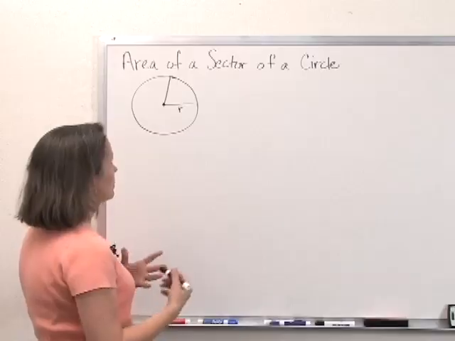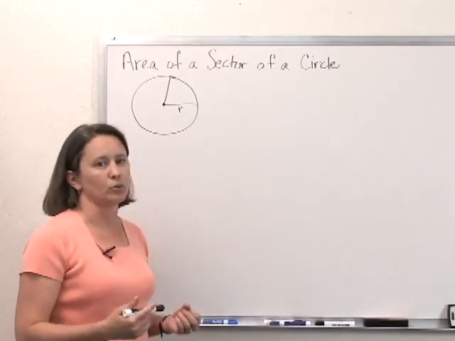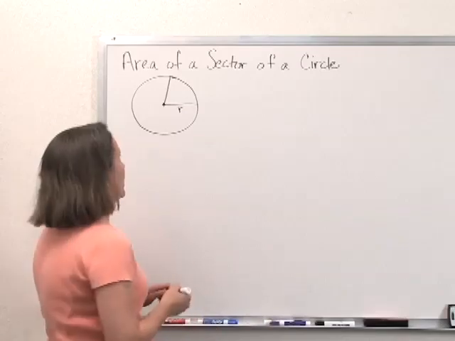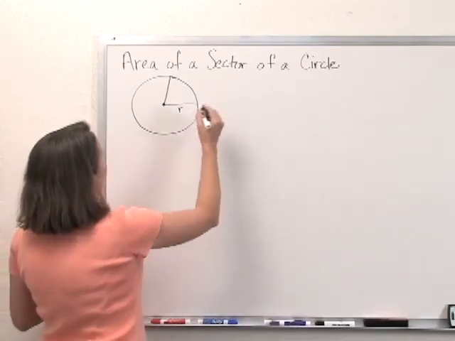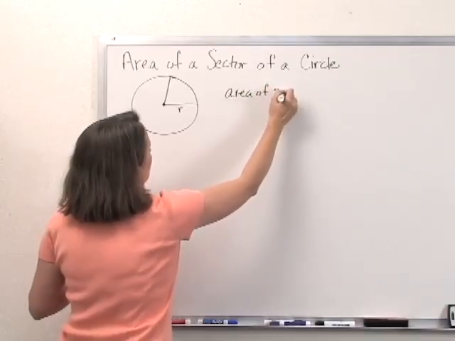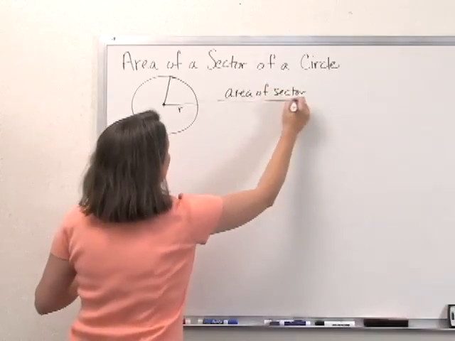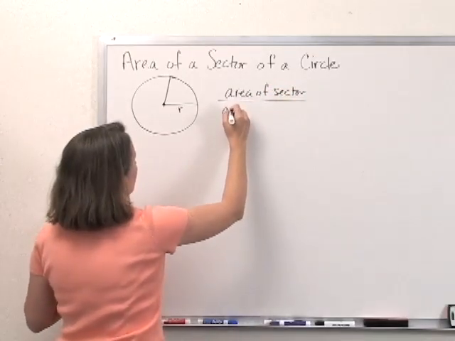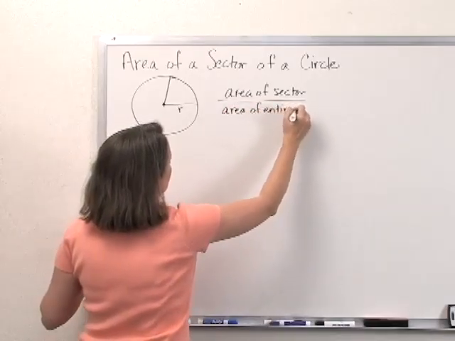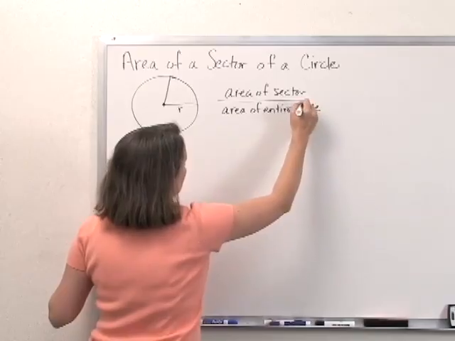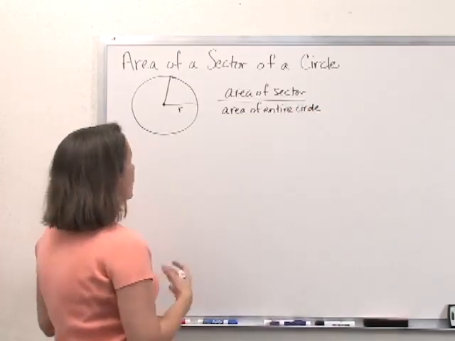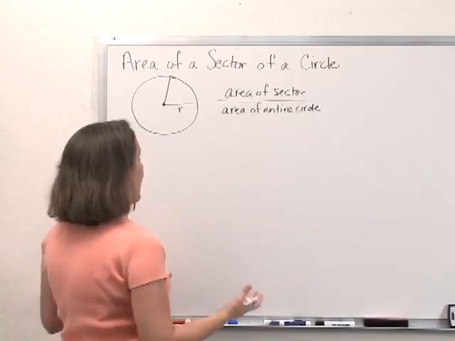We're going to start by looking at the fraction of the circle represented by that sector. We could calculate this two different ways. If we knew the area of the sector, we can write that over the area of the entire circle. And that's going to tell us the fraction of the circle that the sector represents. We could do this another way. We could look at angles.